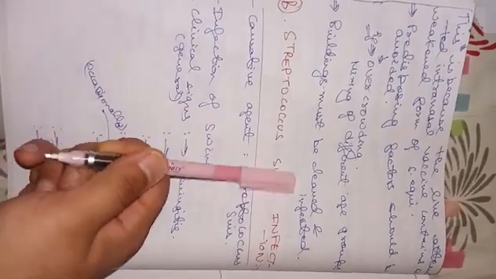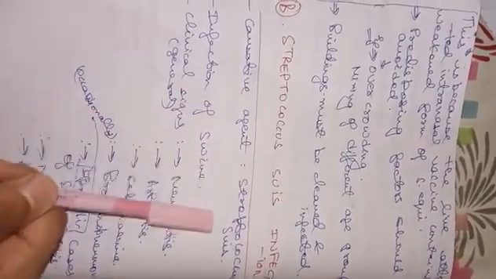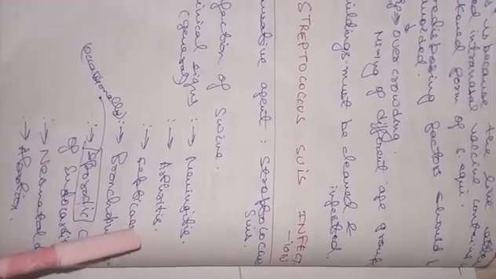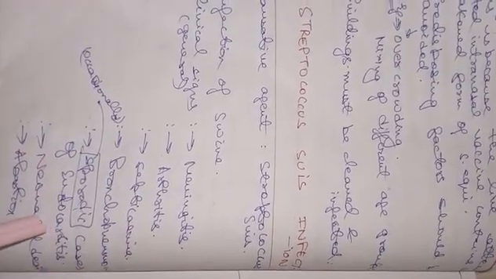Now let us move on to Streptococcus suis infection. So suis means swine. So causative agent Streptococcus suis, infection of swine. Now general clinical signs are meningitis, arthritis, septicemia, bronchopneumonia, sporadic cases of endocarditis, neonatal death, and abortion. So sporadic means occasional cases.